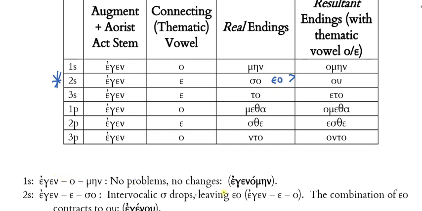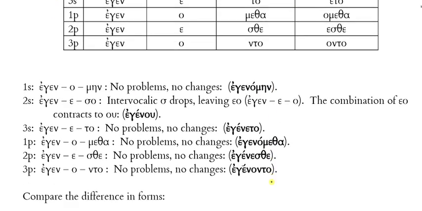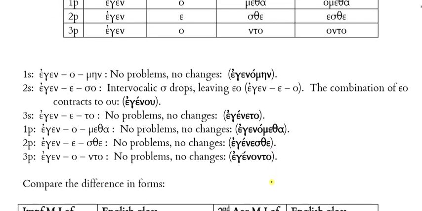Egenamein, no problems. We get everything visible. Everybody, egenamein. So I became. Egenesa becomes egenea, becomes egenou. Egeneto, happy, happy. Nothing changes. Egenametha. So he, she, it became. We became. By the way, notice that the accent is on the omicron here. Why didn't it get to stay on the epsilon? Egenametha.